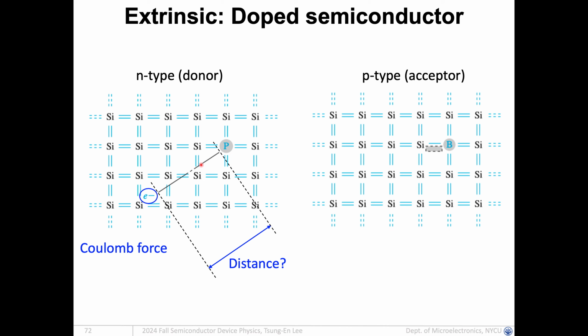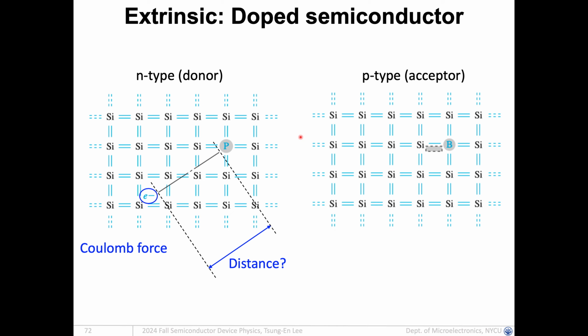And the next part: when this electron moves in a circle around the phosphorus, what is the distance between the phosphorus and this fifth electron compared to the distance between silicon atoms? Since it is an additional electron moving in this periodic silicon lattice, we can make the semiconductor n-type with the donor concept.